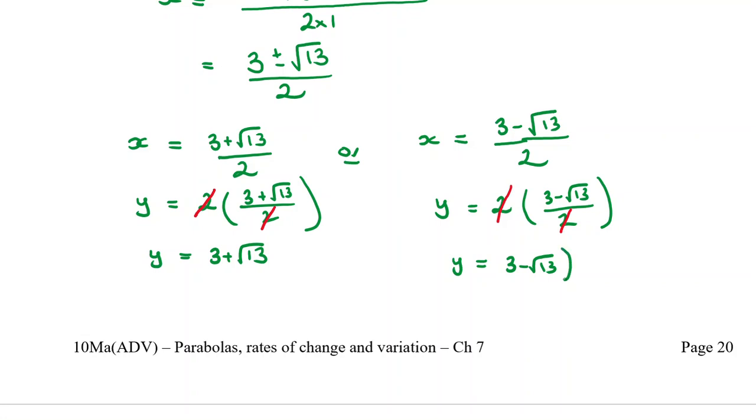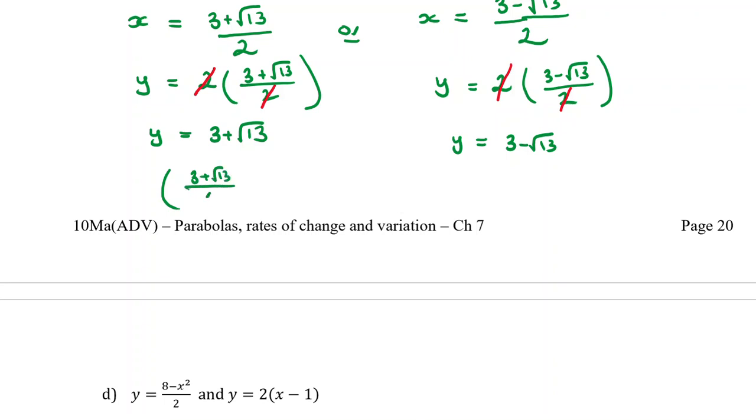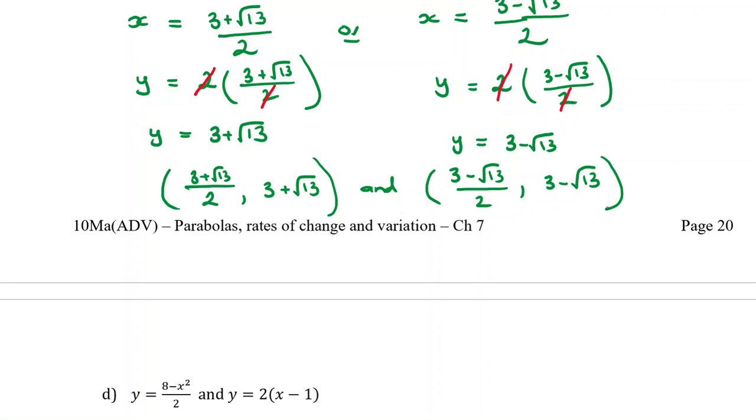So to put that in the form of a point, our 2 points are going to be 3 plus root 13 all over 2, comma, 3 plus root 13. That's my first point. The second one is 3 minus root 13 over 2, comma, 3 minus root 13. So it looks pretty yucky with all those surds in there, but I've managed to get my answers in exact form.